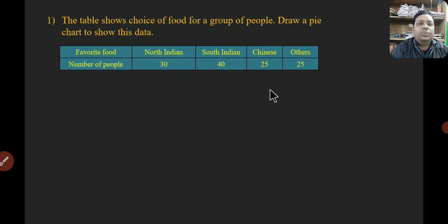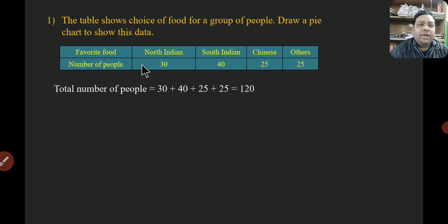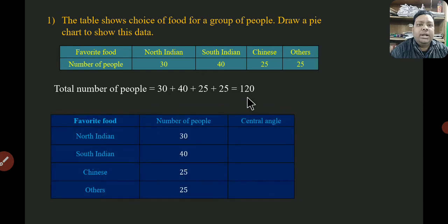Okay dear, so now at first we have to find the central angle of each component. First we will create a table, but before that we will add all the numbers of people. So 30 plus 40 plus 25 plus 25 will be 120. Now here we have drawn a table like this. You also have to draw a table. First we will keep favorite food, then number of people, and then we will find the central angle.